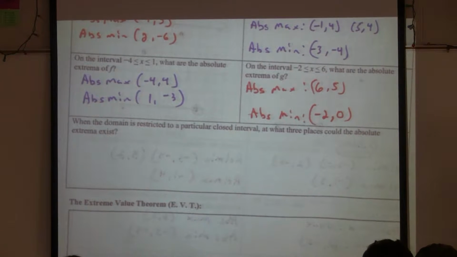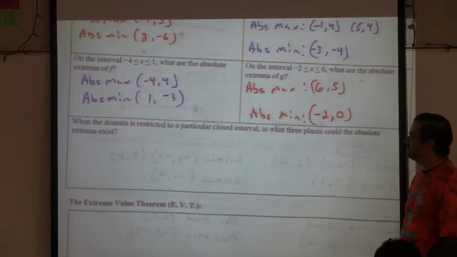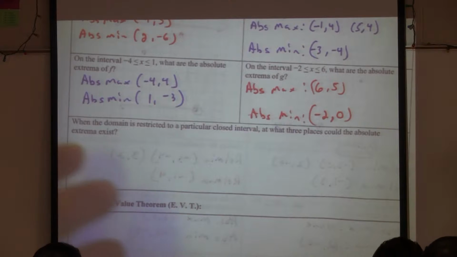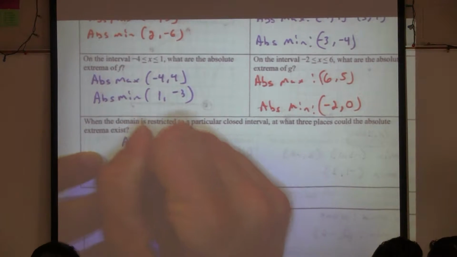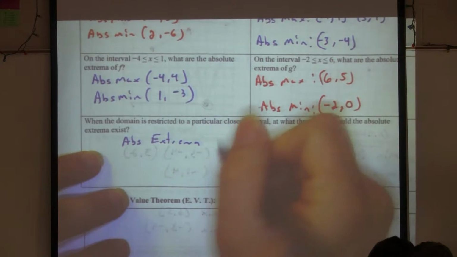Alright. So the next question says, when the domain is restricted to a particular closed interval, at what 3 places could the absolute extrema exist? What could you think of? Where are the 3 places where I could have an absolute extrema? The highest point and the lowest point. We've kind of done some examples already. At the ends of the interval.